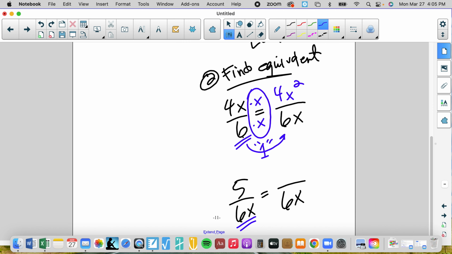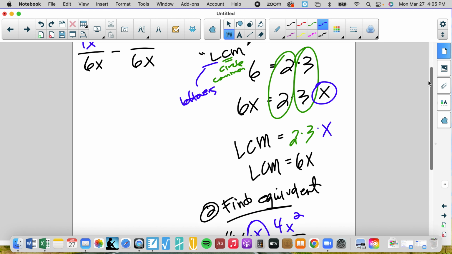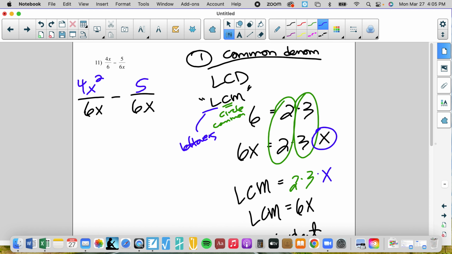So what do I multiply 6x to get 6x? Multiply it by 1. If I multiply the denominator by 1, I have to multiply the numerator by 1. And we notice that they're the same fraction. So that makes sense. We have like denominators. Let's combine their numerators.